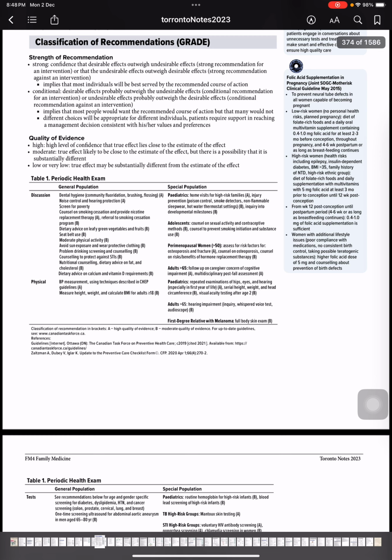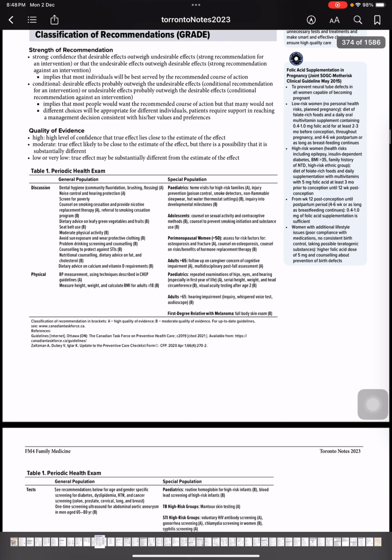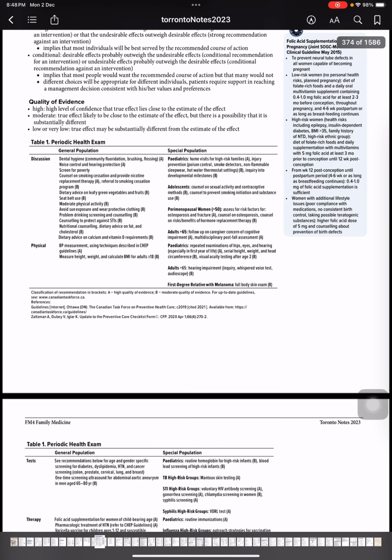Inquiry into the developmental milestones, and then coming to the adolescent age group: counsel on sexual activity, contraceptive methods, counsel to prevent smoking initiation and substance use. So for adolescents, you need to remember the three most important things: sexual activity, substance use, and smoking. Perimenopausal, more than 50: assess for risk factors of osteoporosis, fractures, counsel on osteoporosis, counsel on risks and benefits of hormone replacement therapy. Three things are here again: osteoporosis, counseling on risk factors, and then hormone replacement therapy.